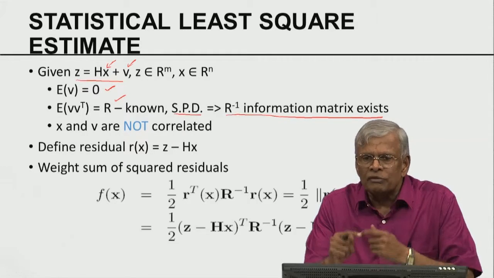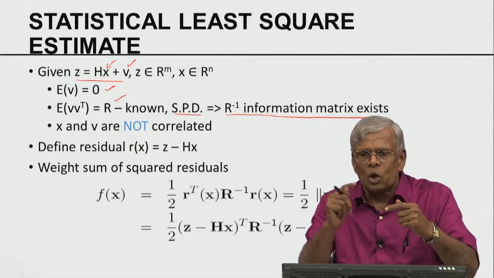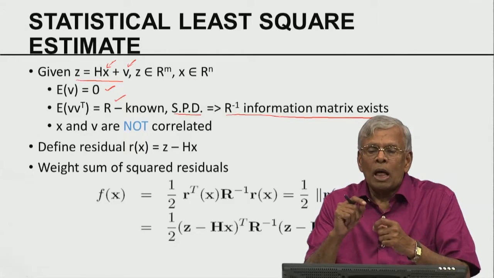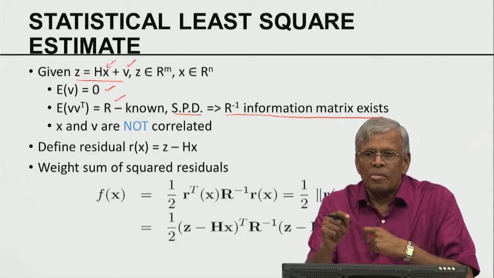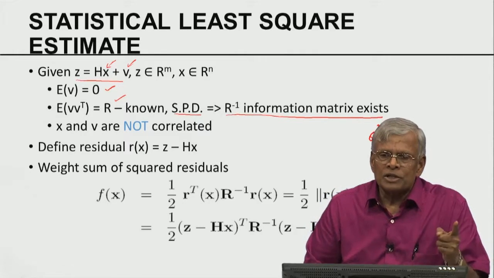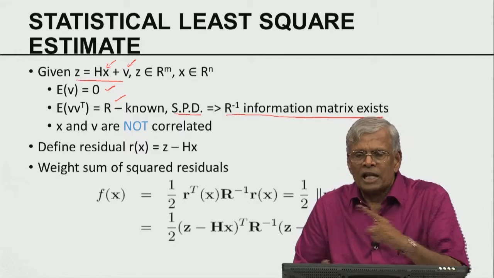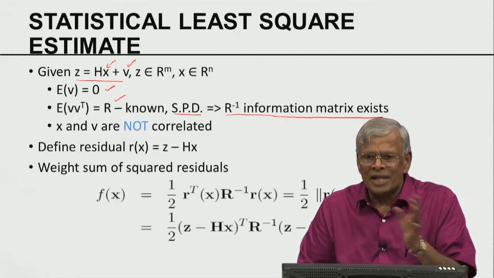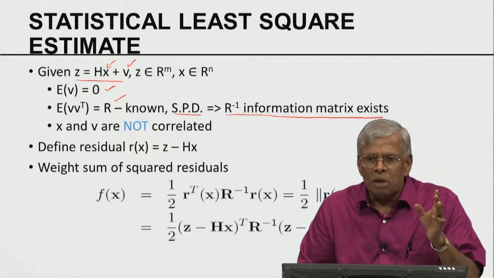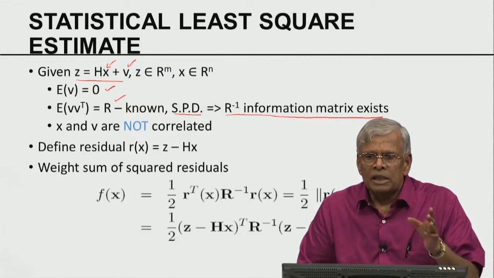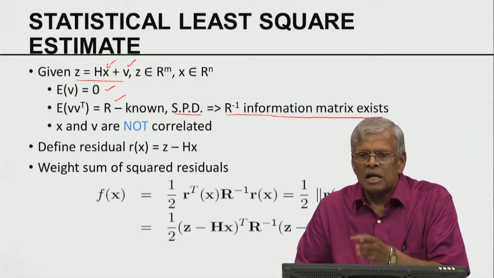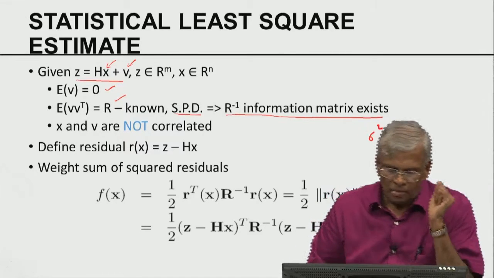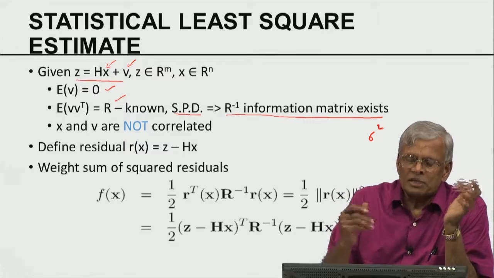So the inverse of the variance: if sigma square is large, 1 over sigma square is very small. If sigma square is small, 1 over sigma square is large. Therefore, the inverse of variance is called information. They are inversely related to each other. One is the reciprocal of the other. So larger variance means less information, and smaller variance means more information. For the inverse of a covariance matrix, another name is information matrix. So if R is SPD, the information matrix exists.